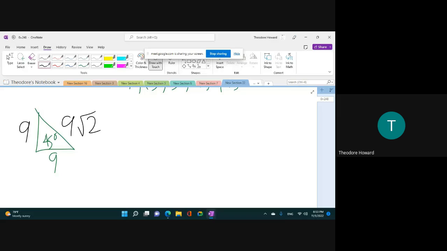Again, please don't try to memorize stuff. Don't think that on your test I'm going to give you just the same triangle. I'm going to throw it to you in various ways. I'm going to give you one more example, then we're going to move on.